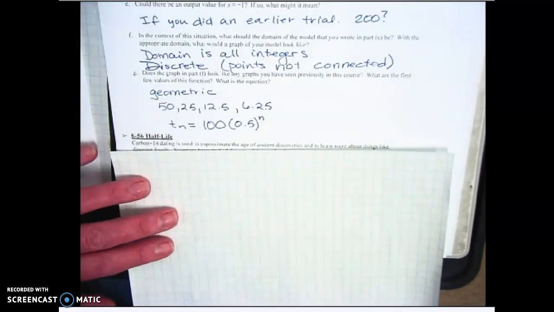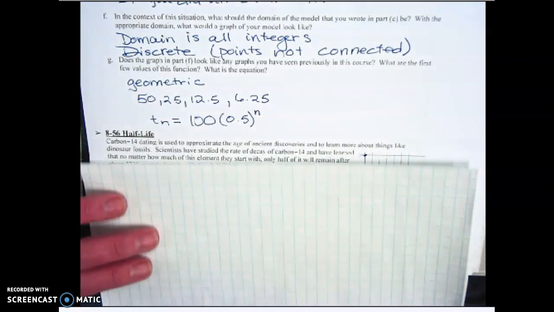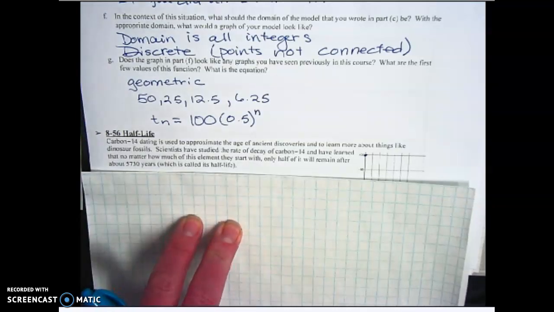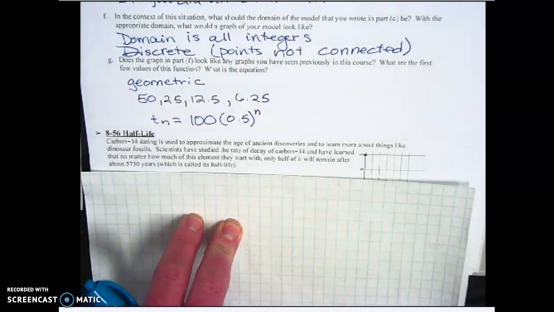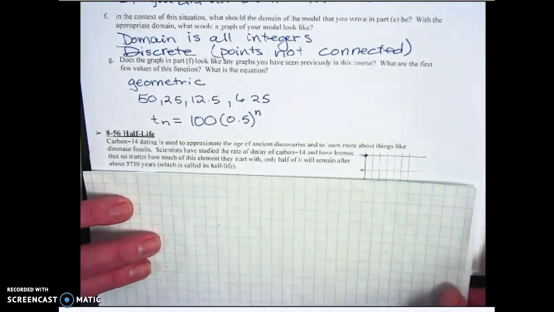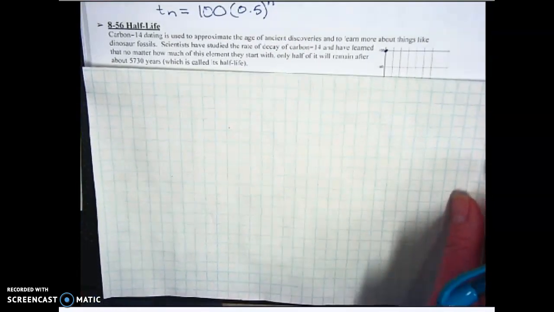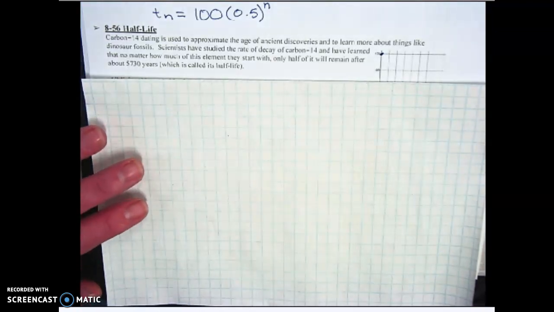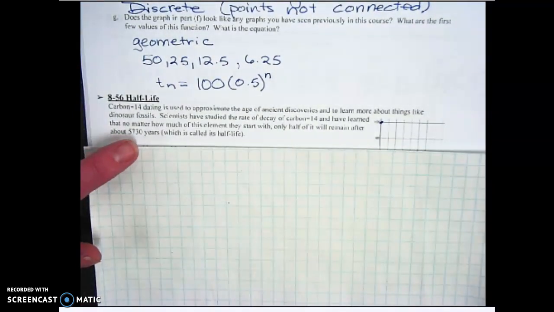All right, now let's talk about this term called half-life. There's something called carbon-14 dating, and it's used to approximate the age of ancient discoveries and to learn more about things like dinosaur fossils. Scientists have studied the rate of decay of carbon-14 and have learned that no matter how much of this element they start with, only half of it will remain after, how many years? 5,730 years, which is called its half-life. So every 5,730 years, it's going to cut in half, okay? Which is what as a decimal?